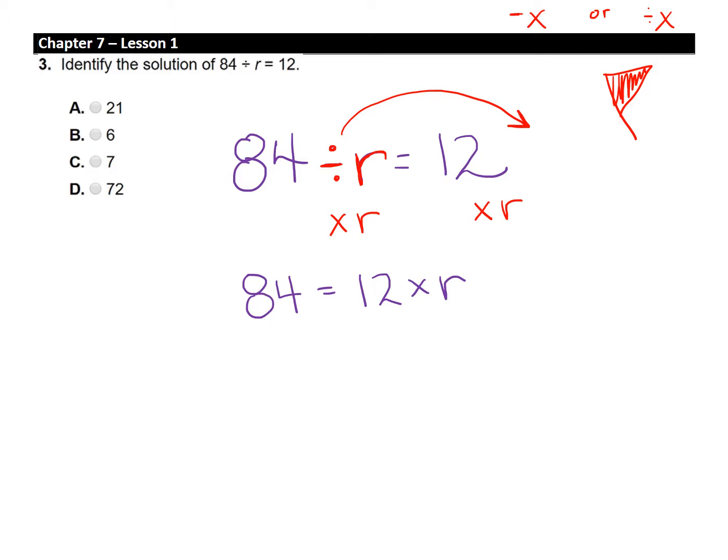Now solve the problem. Okay, we just divide by 12 on the right, divide by 12 on the left, and you should get r equals 7. I lost my pen here, sorry, 7. Answer choice C. And if you want to check it, just go 12 times 7, 14, carry the 1, 7, 8, 84. Always check your work.